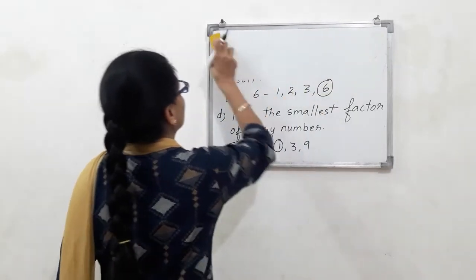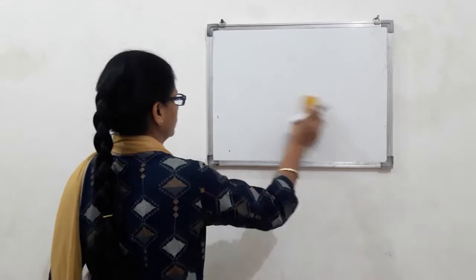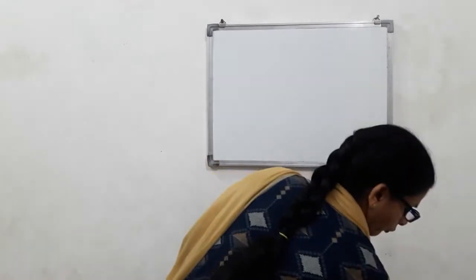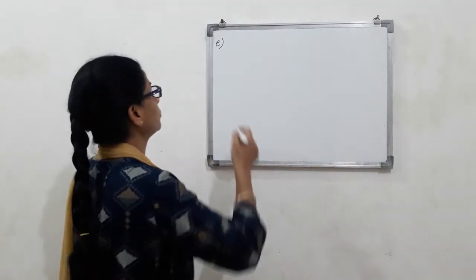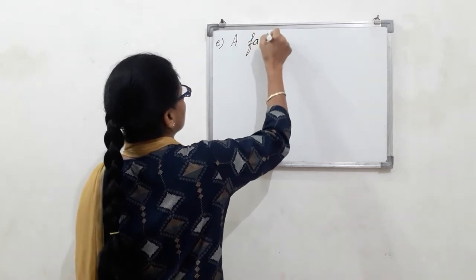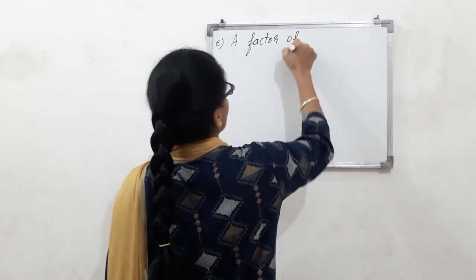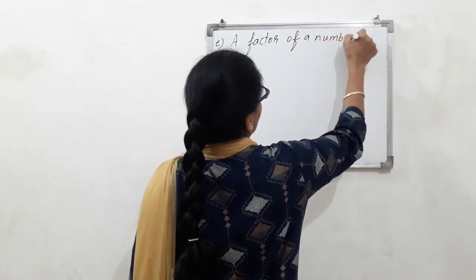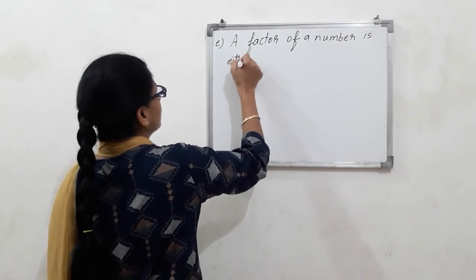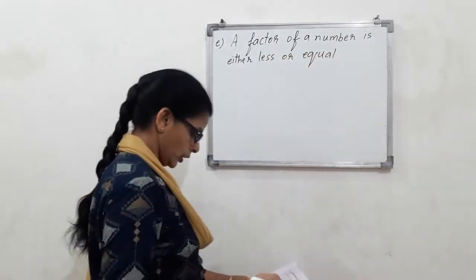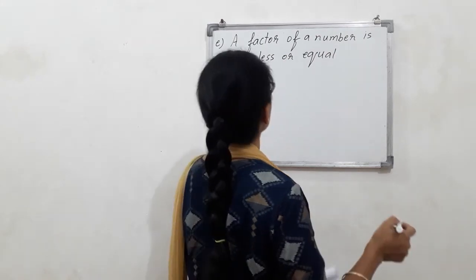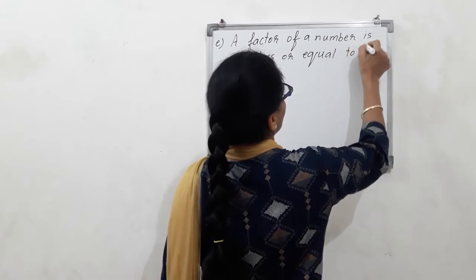Next, fifth property. A factor of a number is either less than or equal to that number.